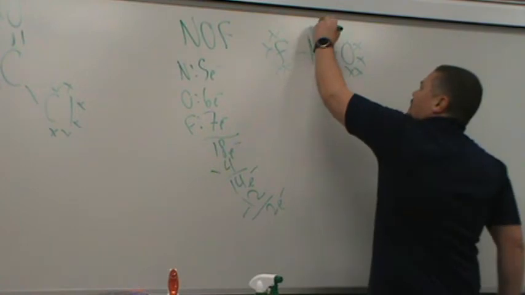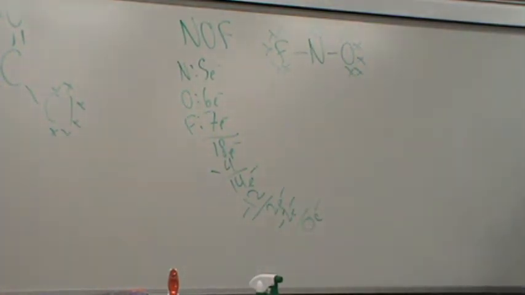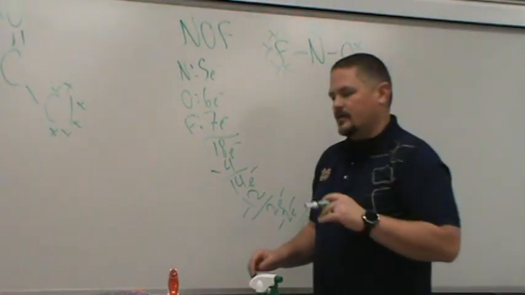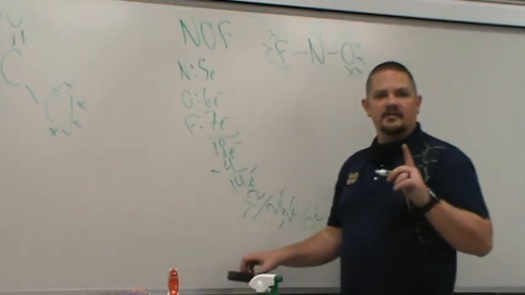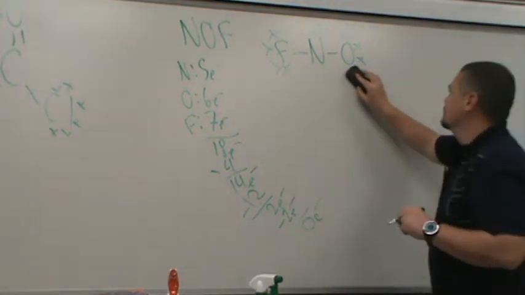Nitrogen. Now we're down to 0. Is everybody happy? No. Nitrogen. So we need to make a double bond, right? So which element are we going to take the lone pair off of so that we can make a double bond? Oxygen.